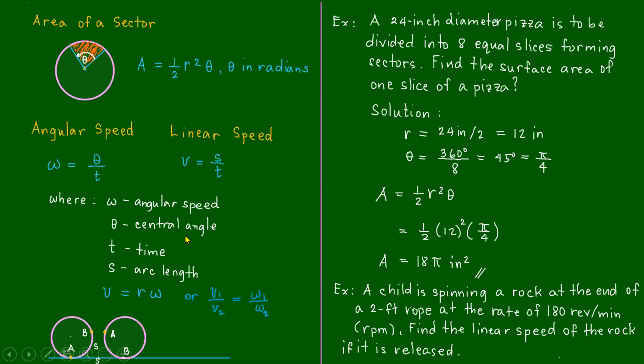Omega is angular speed, theta is the central angle, t is time, s is arc length. Linear speed v and omega are related by this equation: v is equal to r times omega, meaning linear speed is directly proportional to omega, where r is the constant of proportionality. So we can also say that linear speed 1 over linear speed 2 is equal to angular speed 1 over angular speed 2.